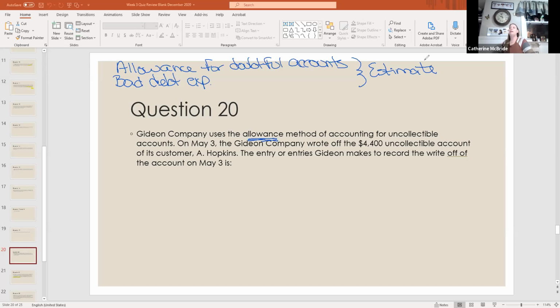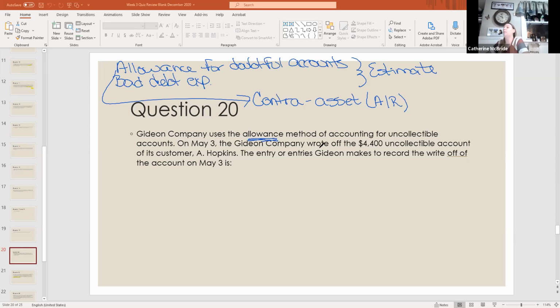The bad debt expense goes on the income statement. You have sales, and your bad debt expense kind of reduces the sale for the amount that we're not going to collect. The allowance for doubtful accounts is another contra account. This would be a contra asset account because it goes with accounts receivable, because we have accounts receivable less allowance for doubtful accounts.